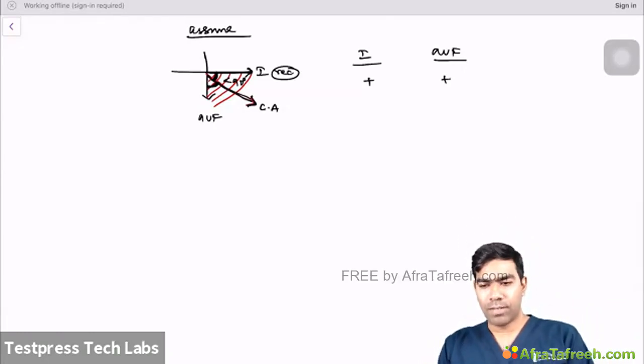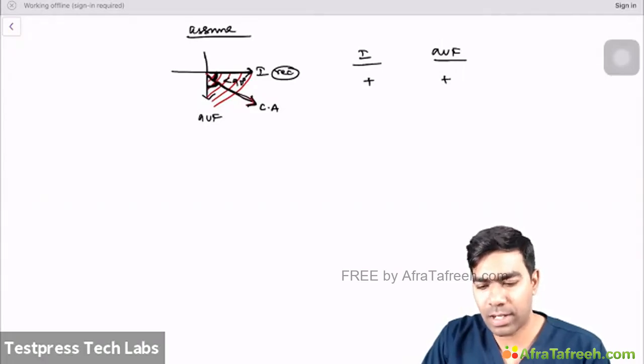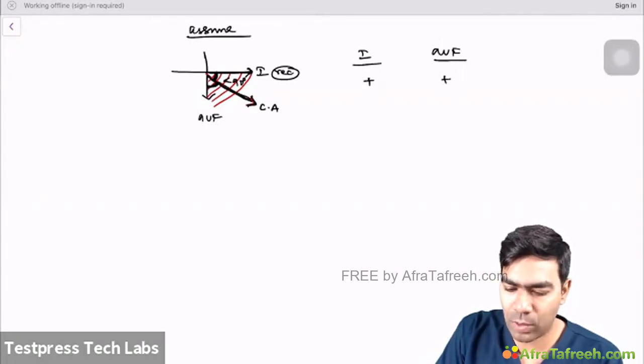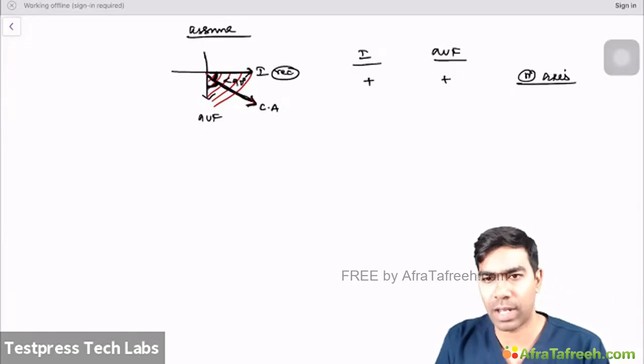So lead 1 positive and AVF positive, both are there. So if 1 is positive and AVF is positive, both are positive. In this situation, I can conclude that the cardiac axis is in this quadrant only. And now this can be reversely assumed that it must be a normal axis.